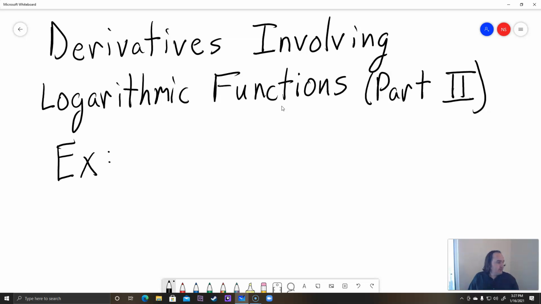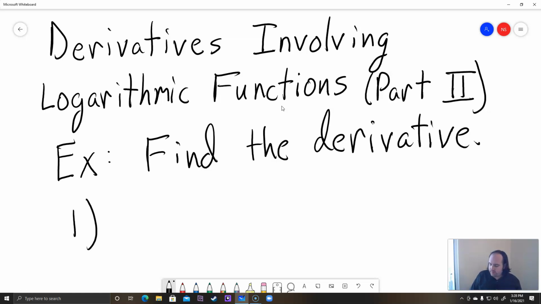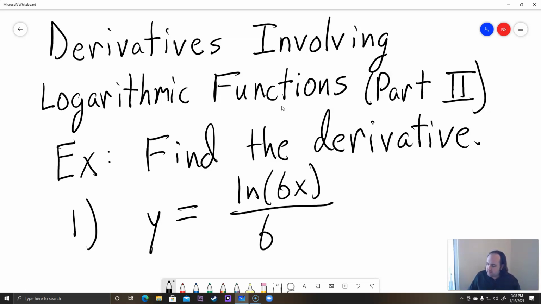Okay, so example, find the derivative. What we have here as our function for number 1 is y equals ln of 6x all over 6x.